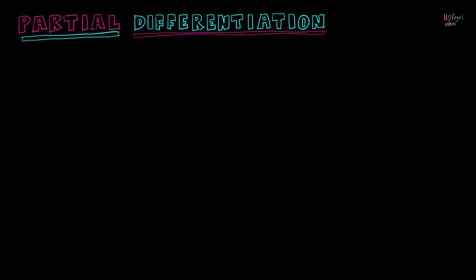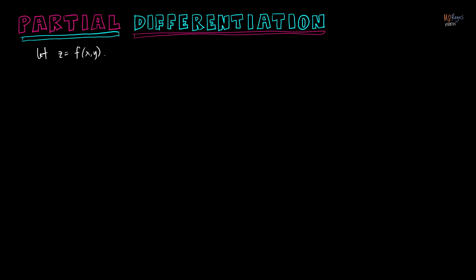This video is about partial differentiation. If z is a function of two independent variables x and y, then we can differentiate z with respect to x or with respect to y. Or z can be differentiated with respect to both x and y.